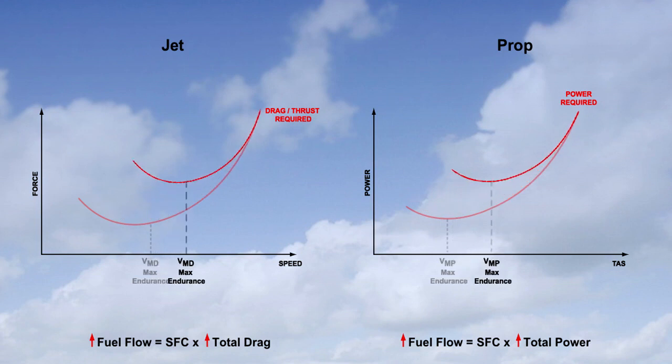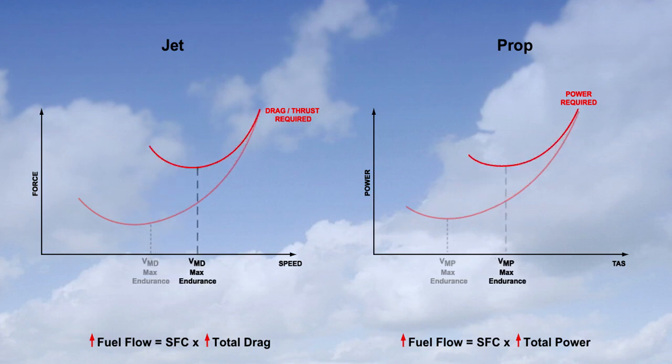Looking at the jet diagram, which uses drag, you can see that at higher weights, the aeroplane has more drag and therefore requires more fuel flow. In this situation, the endurance will decrease. We must also note that the speed for maximum endurance, VMD, is now higher.